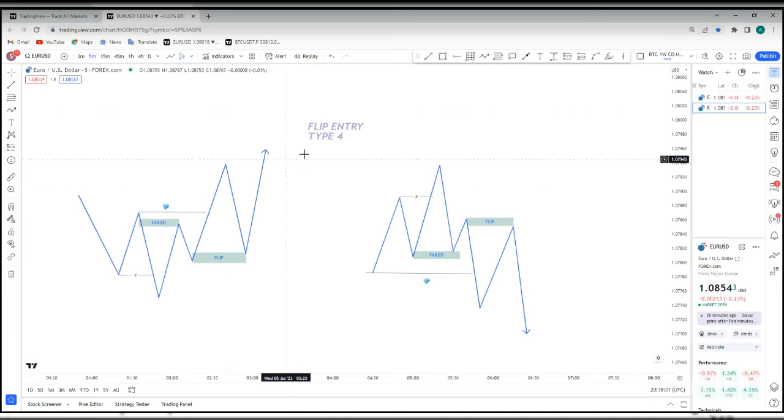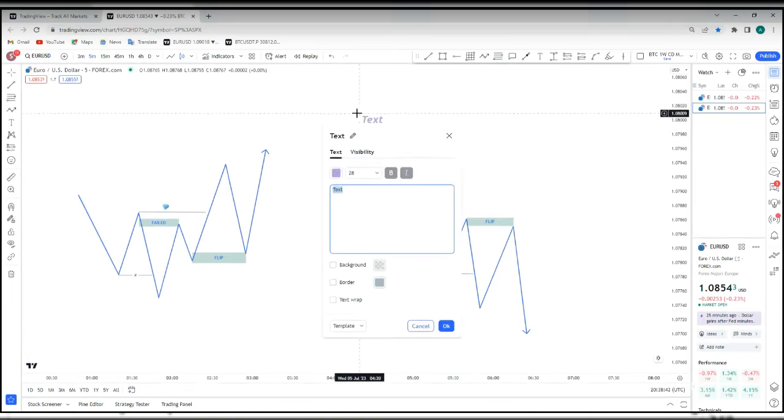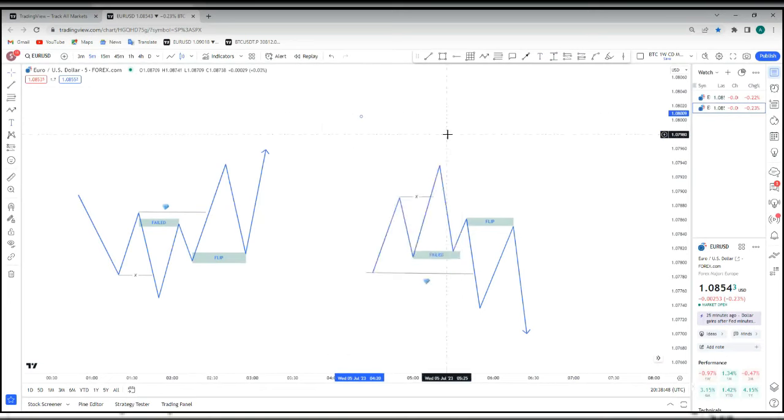Okay, then entry model 5. Entry model 5. Okay, let me go to the upper one.